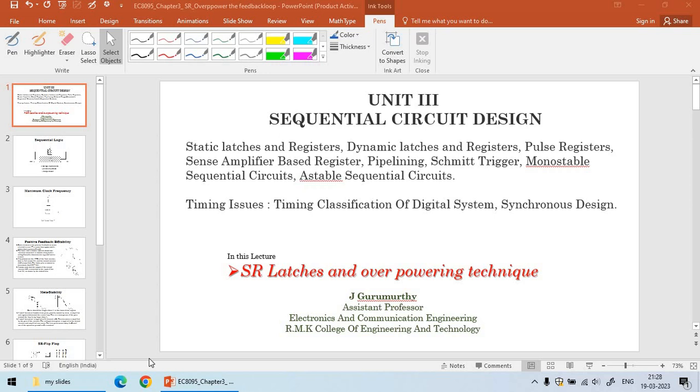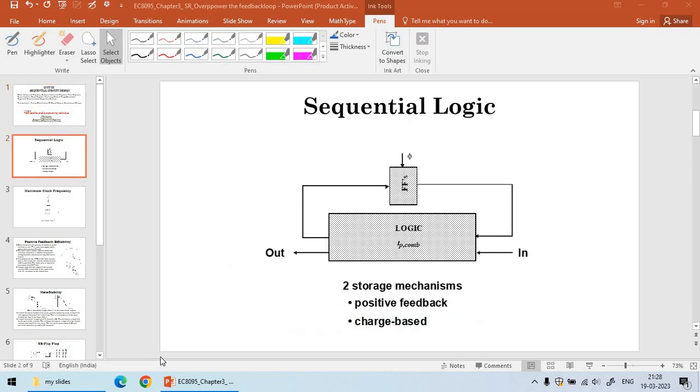Happy learning to all. Today we will learn something about latches. So, starting with sequential circuits.